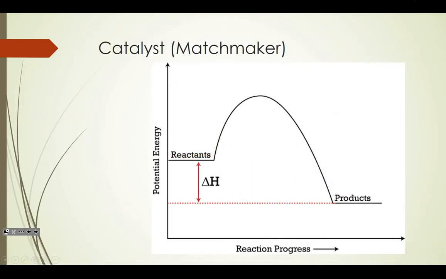Okay, so here's another one. Same kind of curve, but we're going to add one more thing to it. It's called a catalyst. A catalyst is like a matchmaker. How many of you ever watched Fiddler on the Roof and know about the matchmaker? What does a matchmaker do? Makes matches. Okay. So the mama or the papa pay the matchmaker to go out and make a match.